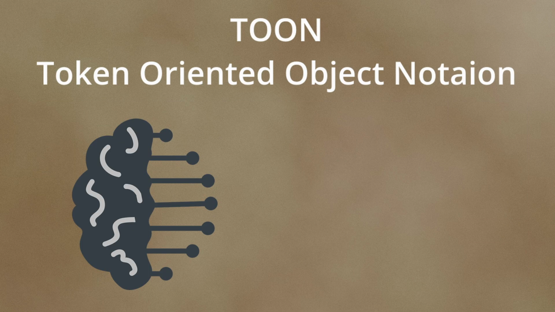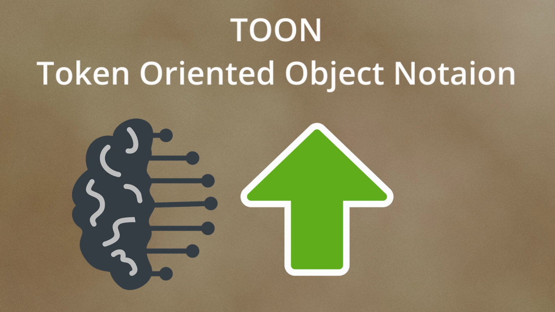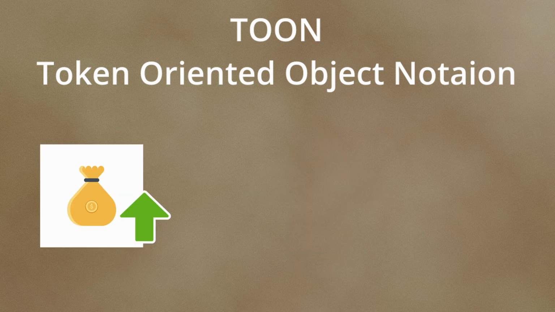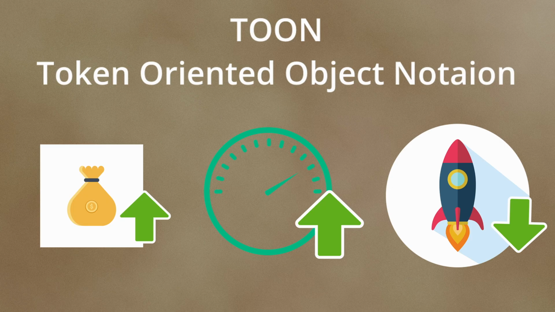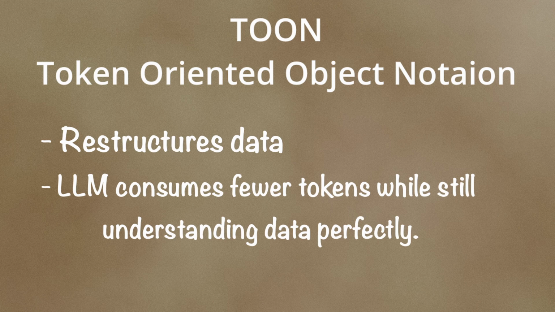As LLM applications scale, every token matters. More tokens means more money. More tokens means more latency, and more tokens means less speed. So TOON simply restructures your data so the LLM consumes fewer tokens while still understanding it perfectly.